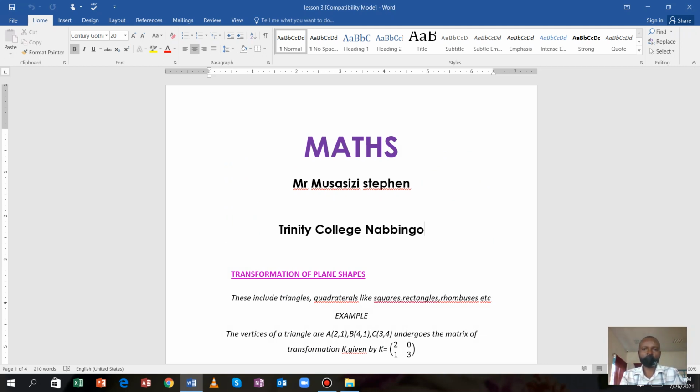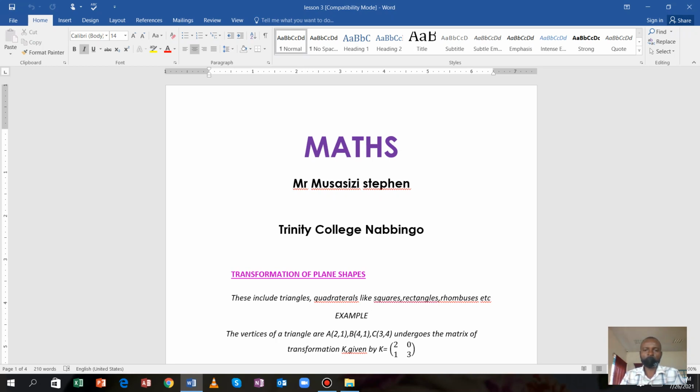This time I want us to look at transformation of plane shapes. This is your teacher Musasizi Stephen, and when we say plane shapes, we are basically meaning triangles, quadrilaterals like squares, rectangles, rhombuses, etc. So I want us to begin with an example here.